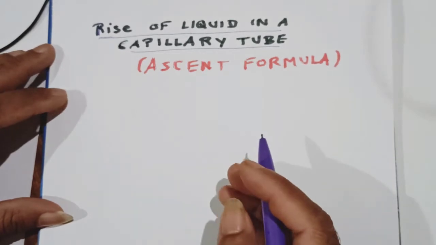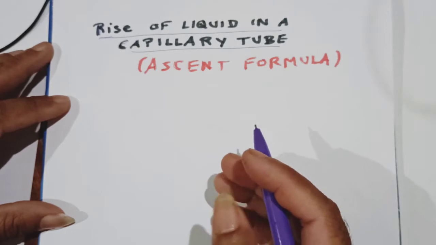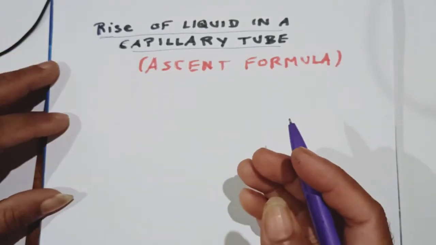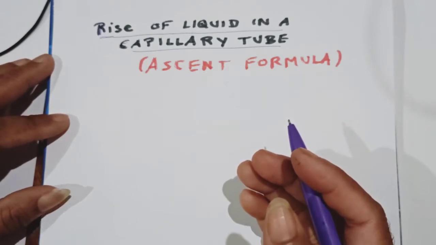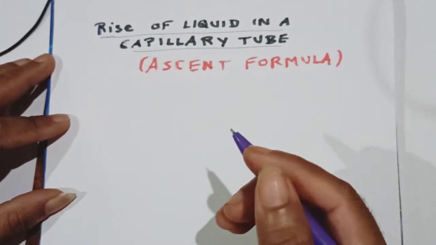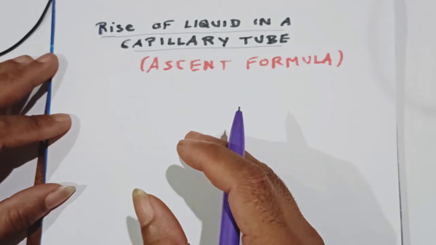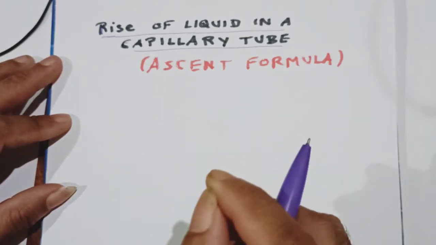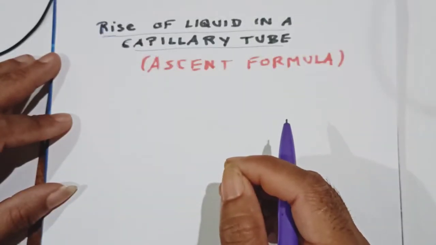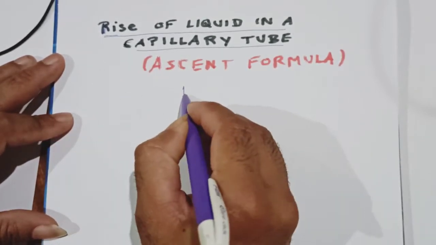So when we dip a pipe or a capillary tube into water in a trough or in a jar, we know that in this capillary tube the water will rise a bit higher than the level of the water in the trough, isn't it? That we have already learned before. So how much height will the water rise in the tube? Okay, so we are going to derive the formula of height h.